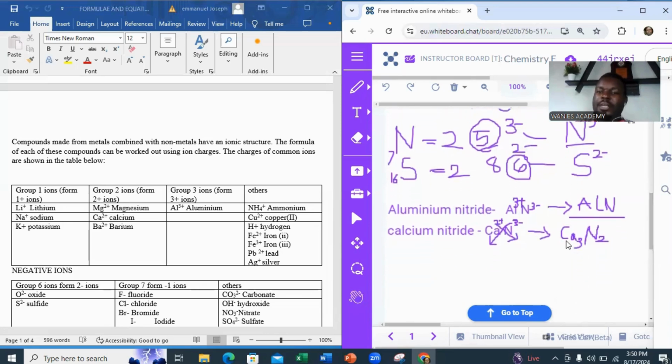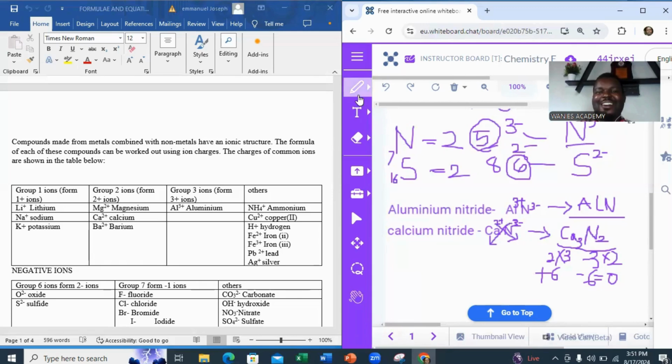So the implication is that when you do this, you now get 0 eventually. How do we know we have 0? Remember, calcium was 2 plus. 2 times 3 for calcium gives 6 plus. And then nitrogen is minus 3, so minus 3 times 2, since we have 2 nitrogen here, gives minus 6. And that will sum up to what? 0. So that is why the formula for calcium nitride is Ca3N2, not as straightforward as aluminum nitride.